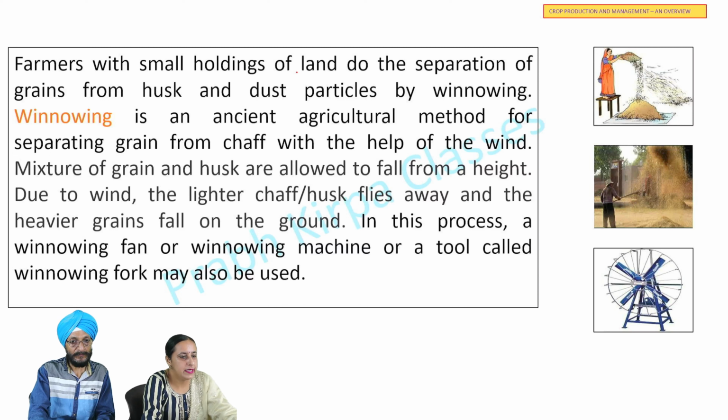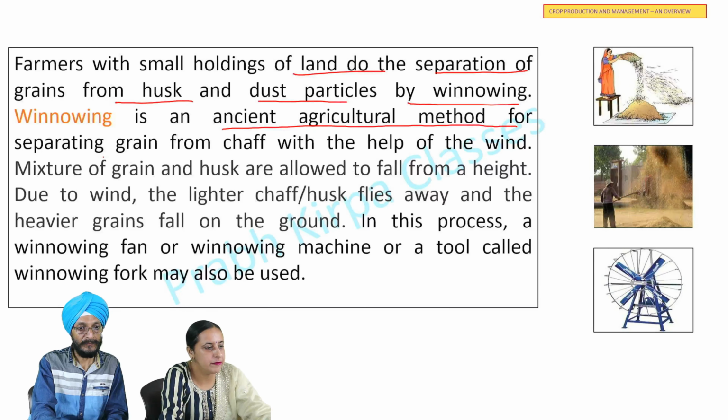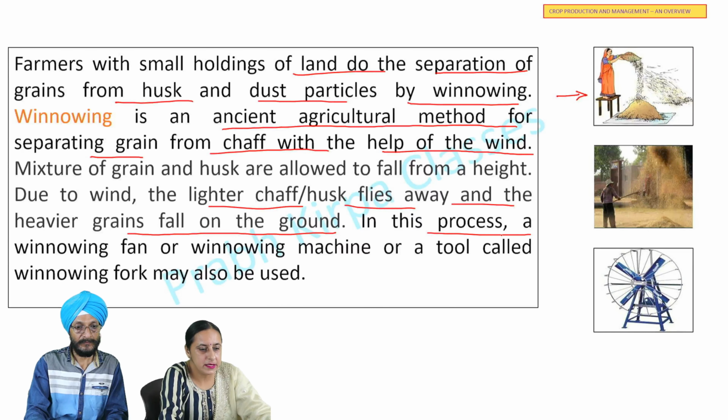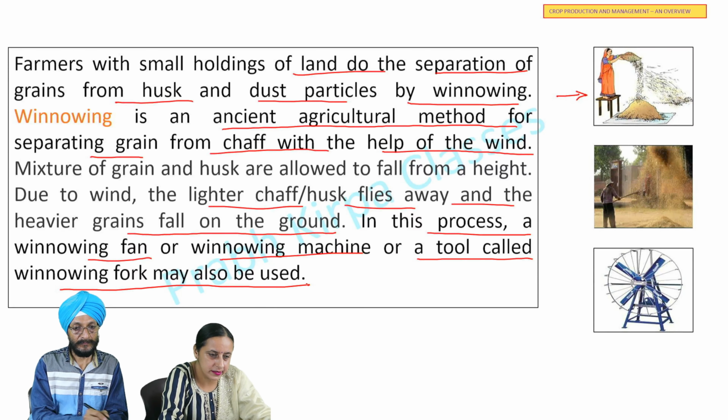Farmers with small holdings of land do the separation of grains from husk and dust particles by winnowing. Winnowing is an ancient agricultural method for separating grain from chaff with the help of the wind. A mixture of grain and husk is allowed to fall from a height. Due to wind, the lighter chaff or husk flies away and the heavier grains fall on the ground. In this process, a winnowing fan, winnowing machine, or a tool called a winnowing fork may also be used.